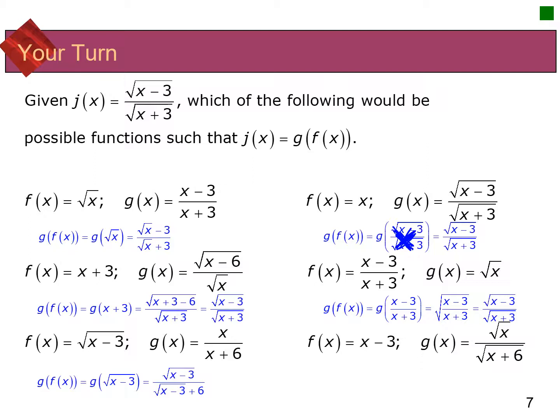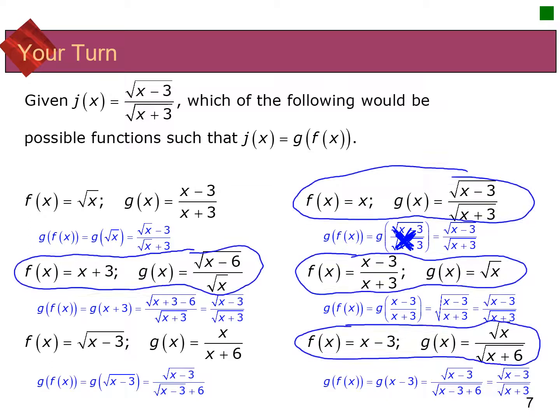And lastly, f of x equaling x minus 3, where g of x equals the square root of x over the square root of x plus 6. When I plug in the x minus 3, I do end up with the same thing I got for j of x. So basically the solutions would be these four, whereas the other two would not be. They get close, they have some of the same terms, but the location of where they are with respect to the radical is different, and therefore it makes it not the same function.